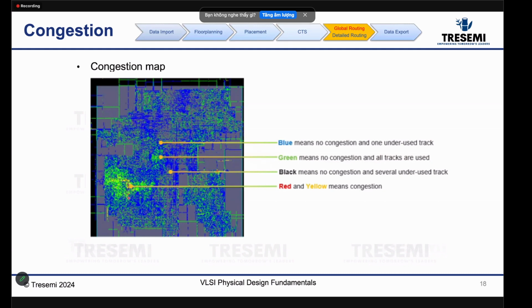Those are the things you need to analyze and see: is the congestion local? Is it over the standard cell area? Is it something to do with the macro placement? Maybe the macro placement is not optimal. The channel is probably not optimal. Those sorts of things. You have to figure that out, right?